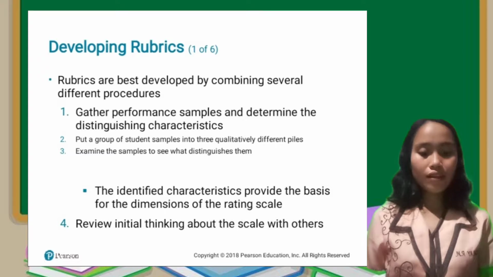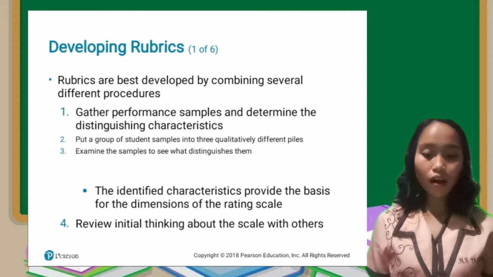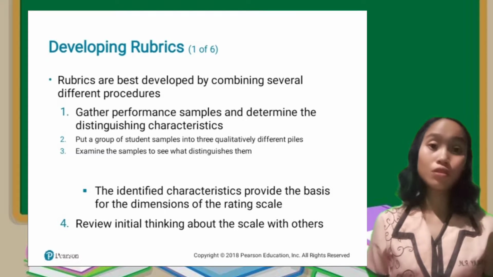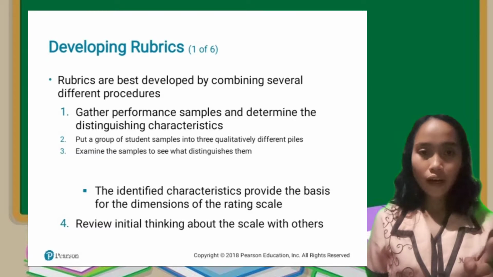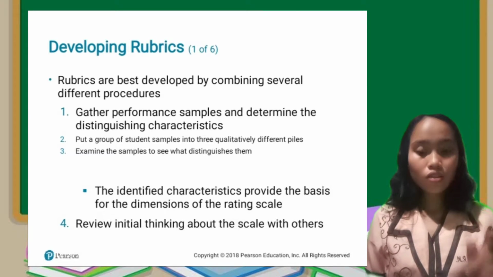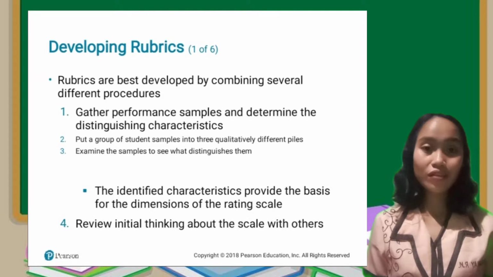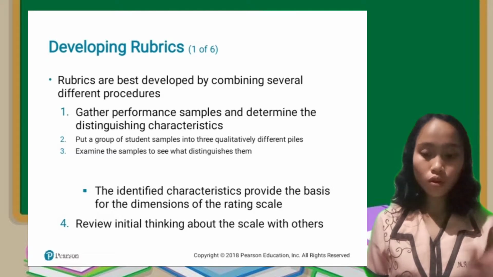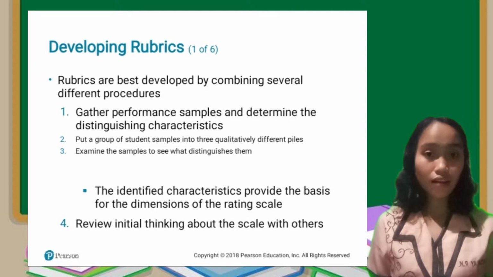So there are 8 ways of developing rubrics, but take note, rubrics are best developed by combining several different procedures. So number 1, gather performance samples and determine the distinguishing characteristics. Number 2, put a group of student samples into 3 qualitatively different piles. Number 3, examine the samples to see what distinguishes them.